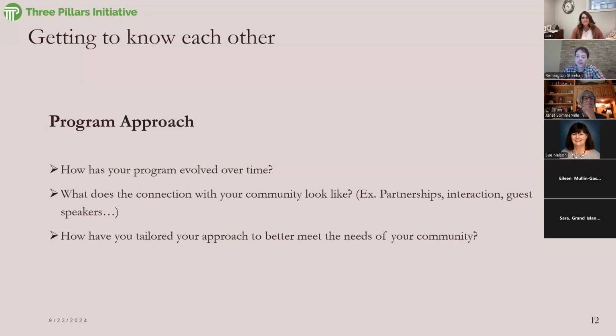And then do any of you others have any thoughts on ways that your program has changed, or if not, just what does the connection with your community look like? Have you been able to get into or have any relationships with any of the organizations in your community?